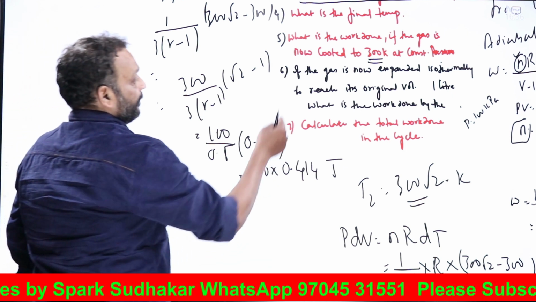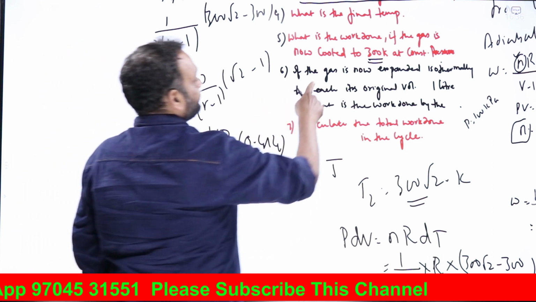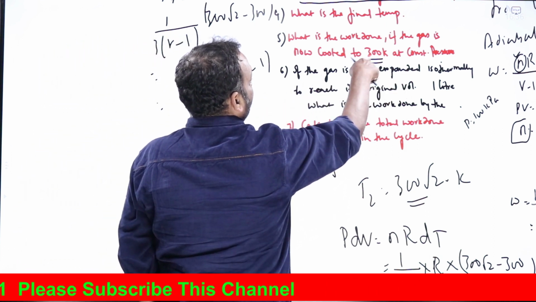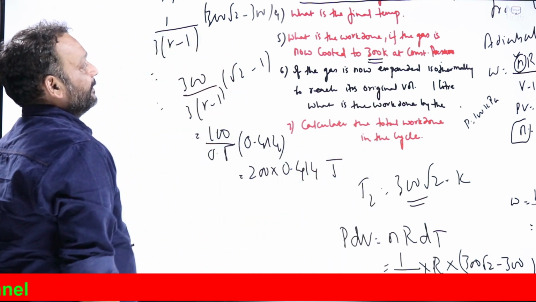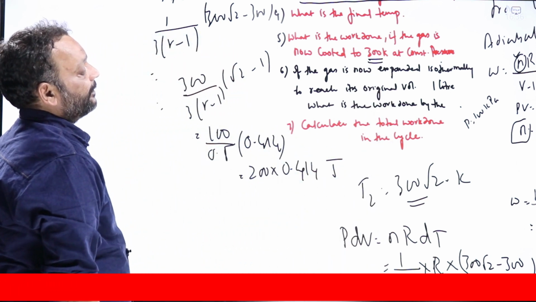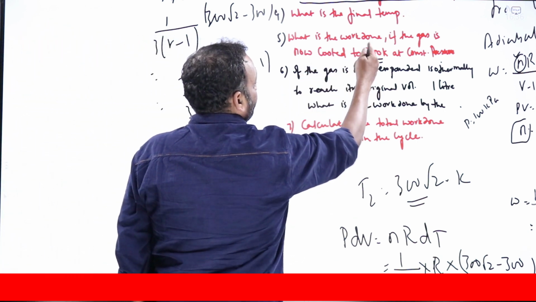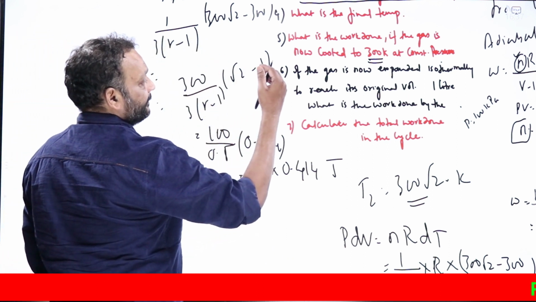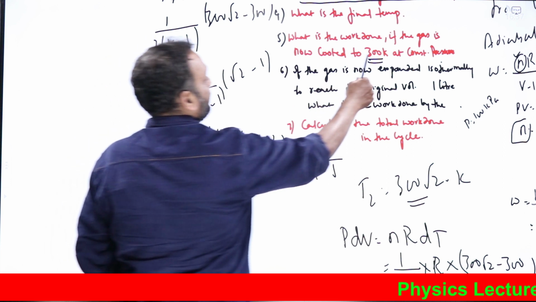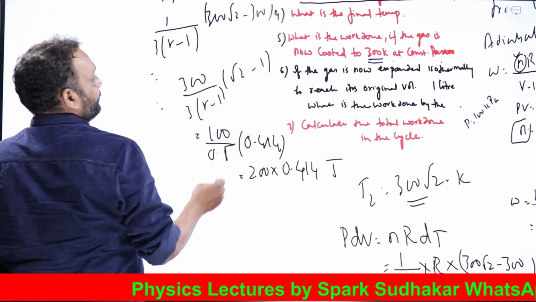Now, at what volume is this entire thing happening? Cooled to 300 at constant pressure means the volume will keep on changing, no? What is the work done if the gas is now cooled to 300 Kelvin at constant pressure? It is cooling at constant pressure, so automatically its volume also has to change. What is the volume after this process that we have to calculate?